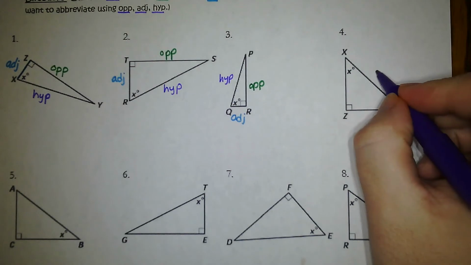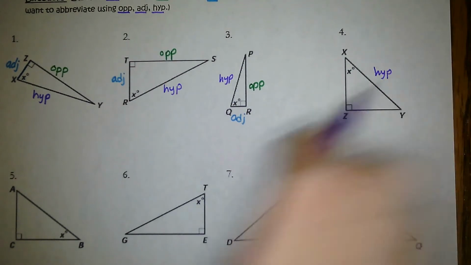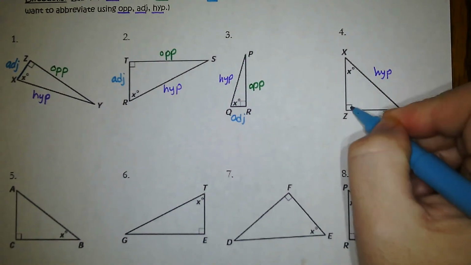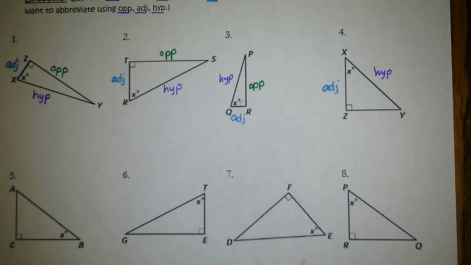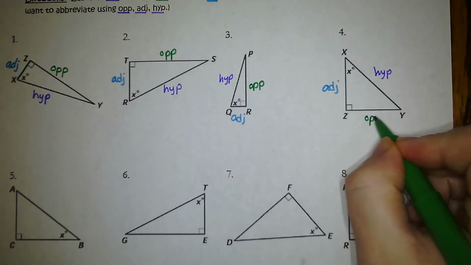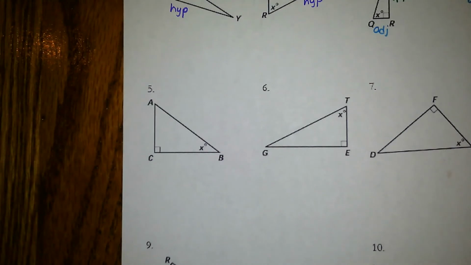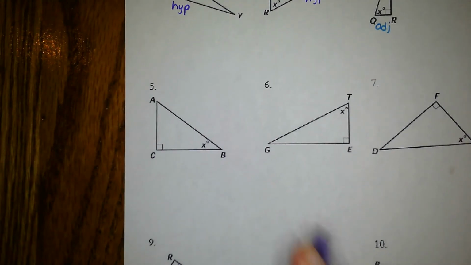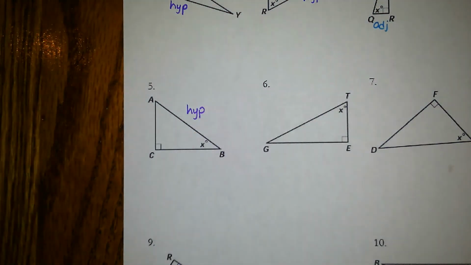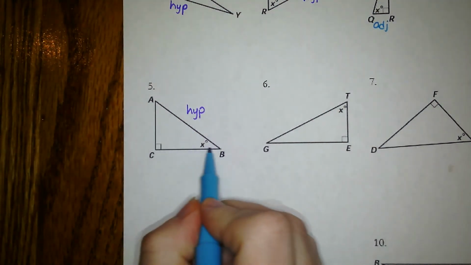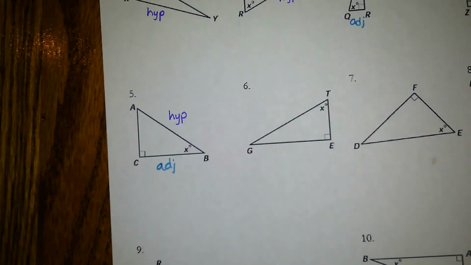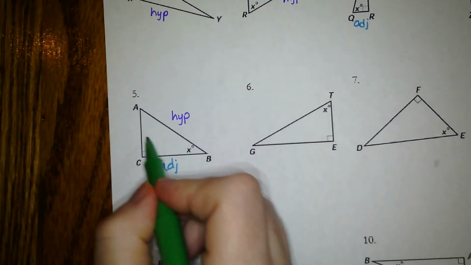Number 4, hypotenuse is across from the right angle. Adjacent is between the right angle box and the theta angle. And the opposite is across from your theta angle. Number 5, hypotenuse. Adjacent is at the bottom of this one because it's between the 2 angles. And opposite is across from my theta angle, which is here.